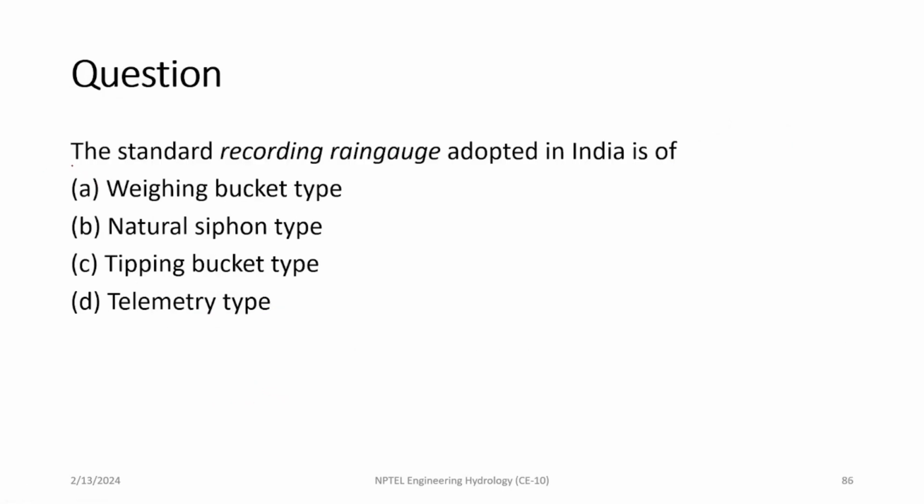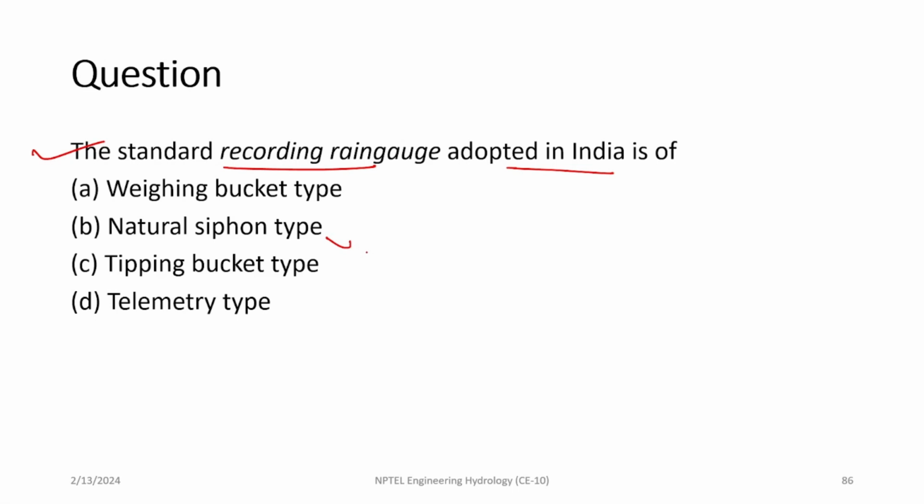So the question here is, the standard recording rain gauge adopted in India is of. So it is asking recording rain gauge, and that is adopted in India. Tipping bucket type, I think so. No, it is a natural siphon type. Okay, so it's a natural siphon type.